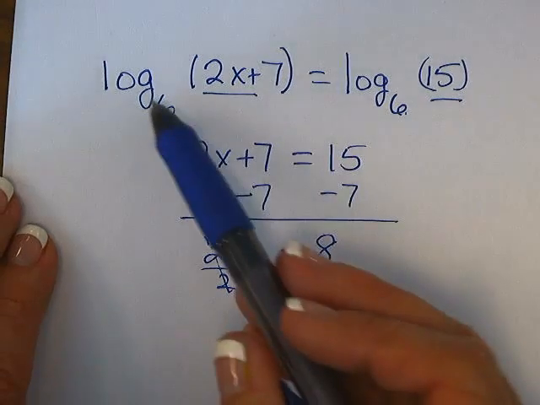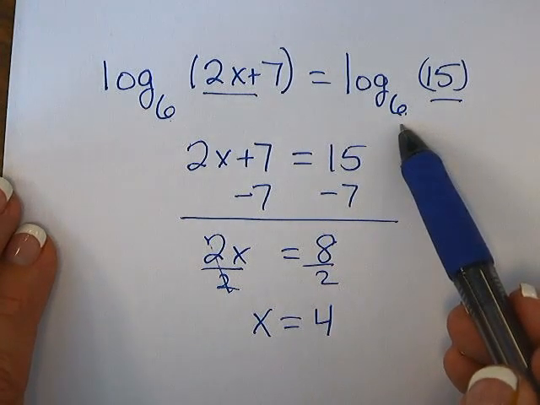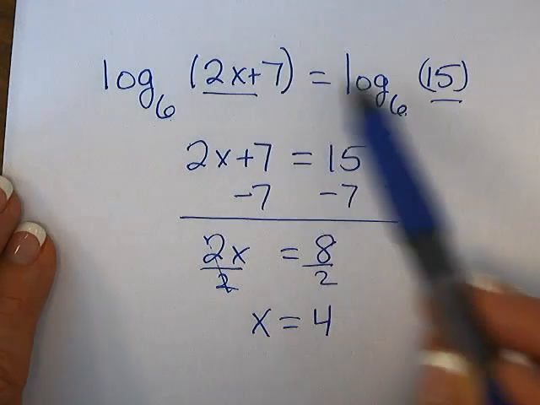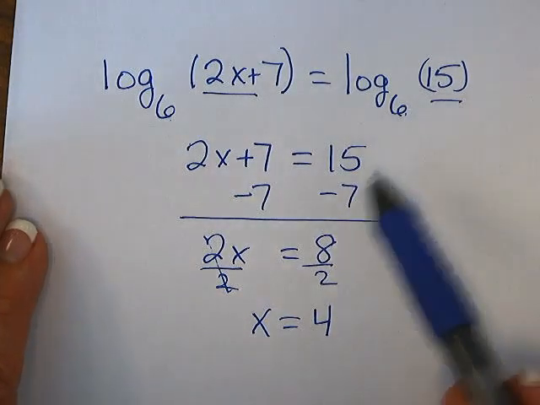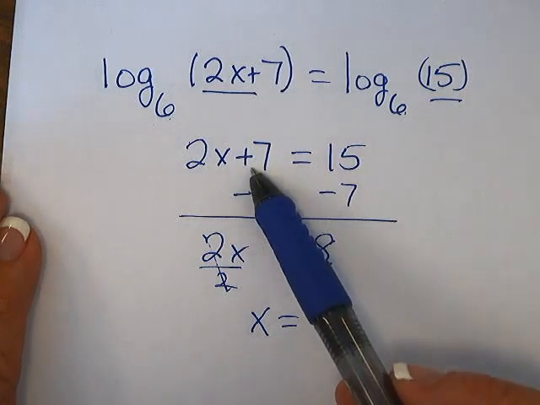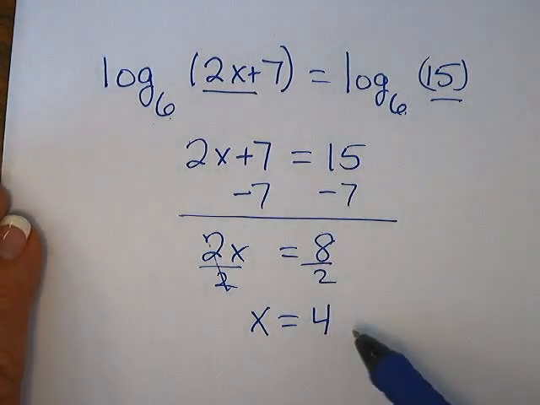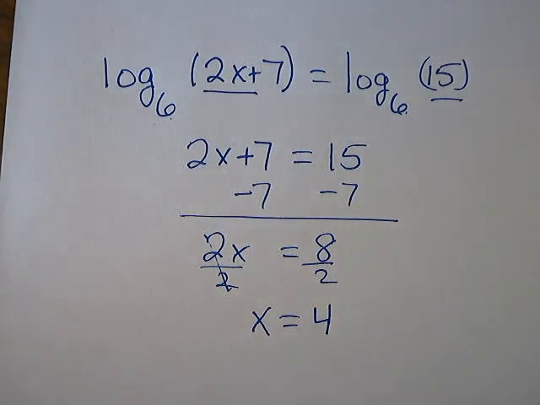So anytime you have two logs equal to each other with the same base, I can say the values are equal to each other. It's a one-to-one property. So I rewrite the equation with just the values equal to each other and do some algebra to solve it. Okay, this should help you solve any type of solving that you need to do.